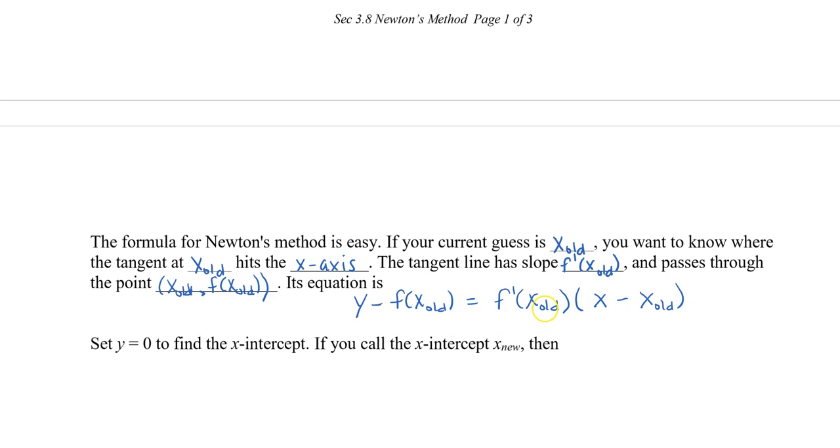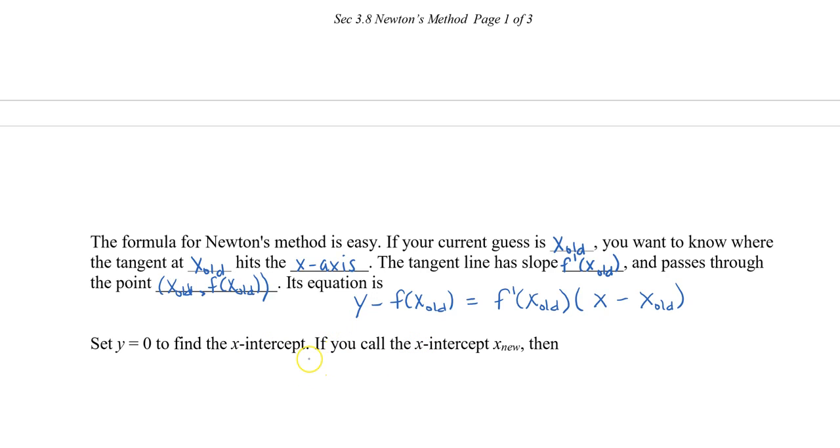I'm using the old value. So this is the slope at the point at that old value, and then that x old and f of x old would be the point on the curve. So we're going to set y equal to 0 because we want to find the x-intercept.